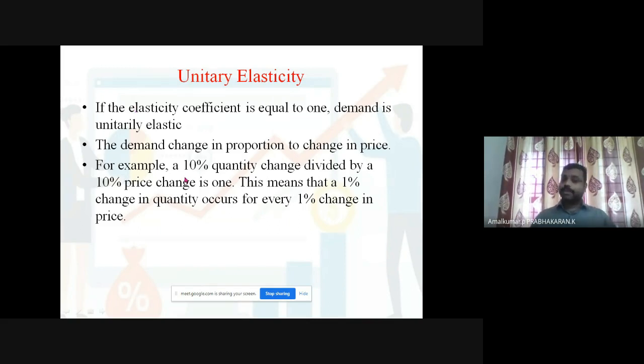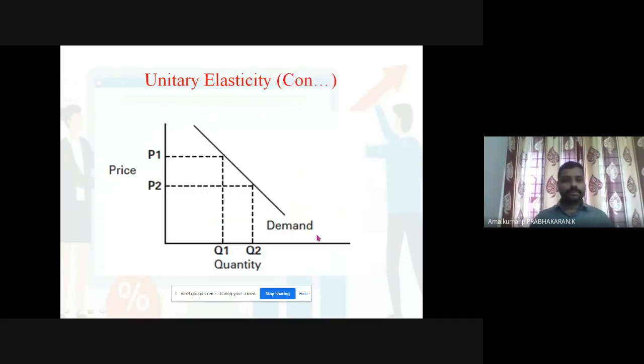That means a 10% change in the quantity demanded creates an equal change in the price. A 10% change in the price level creates an equal 10% change in the quantity demanded. So for unitary elastic demand, the elasticity coefficient is always equal to 1. This is the unitary elastic situation of the demand curve.